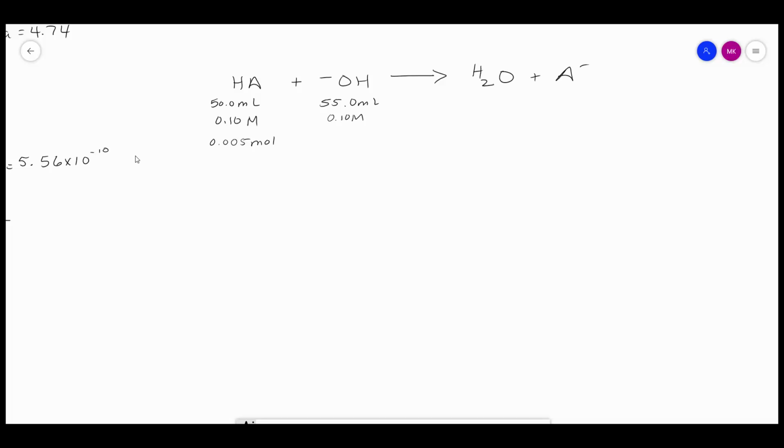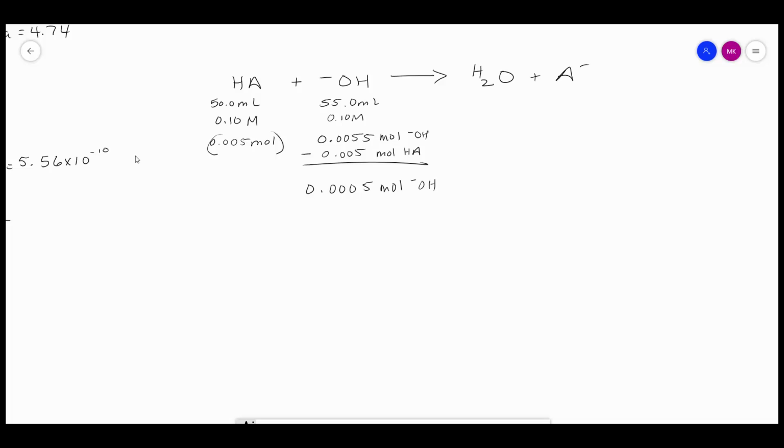So this time I'm just going to give it, why not, 55 milliliters of 0.10 capital M molar. So 55 milliliters in liters, 0.055, times the molarity, 0.1, gives 0.0055 moles of OH. Now the HA has become the limiting reactant. So I'm going to use all of the HA up, 0.005. Then I have an excess of OH.